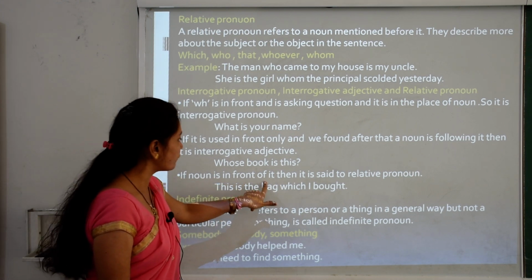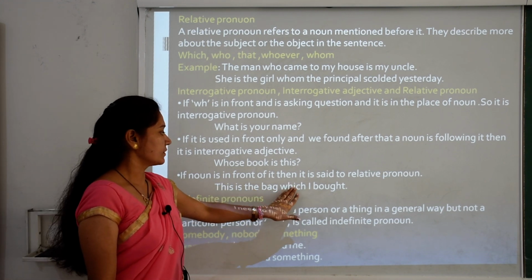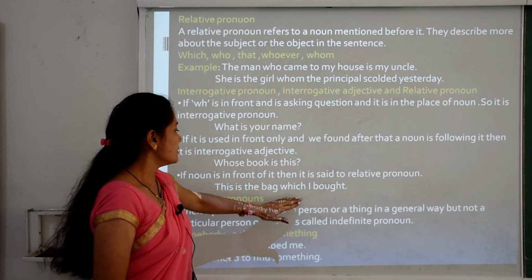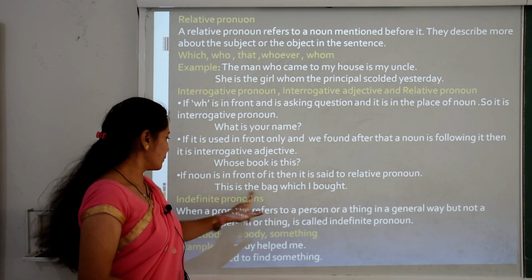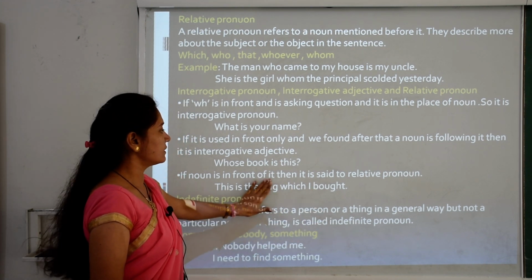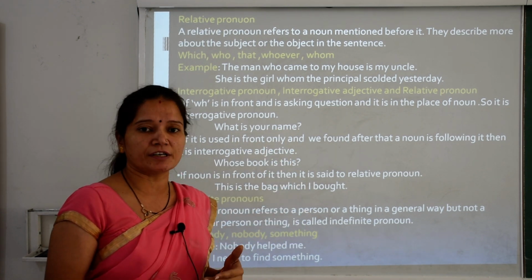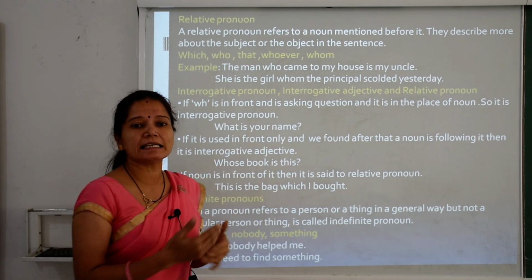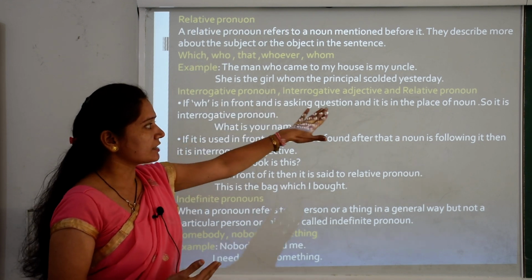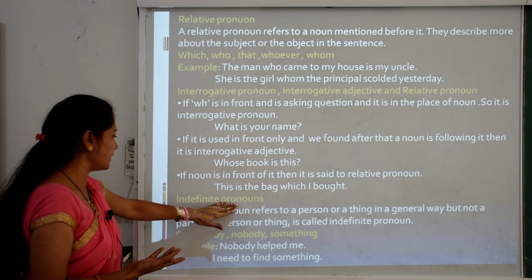If a noun is in front of it, then it is said to be a relative pronoun. Okay. So a relative pronoun, as I told you, joins the sentence and before it there is a noun. So, this is the bag which I bought. Bag is the noun here, so it works as a relative pronoun. So these are the basic and major differences. From these differences you can easily identify whether the sentence works as an interrogative pronoun, interrogative adjective or relative pronoun. And now let's see the last one, indefinite pronouns.